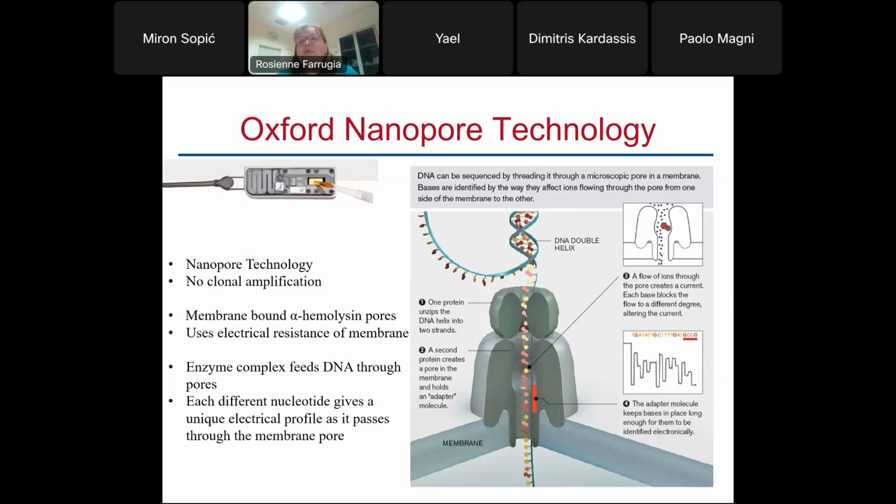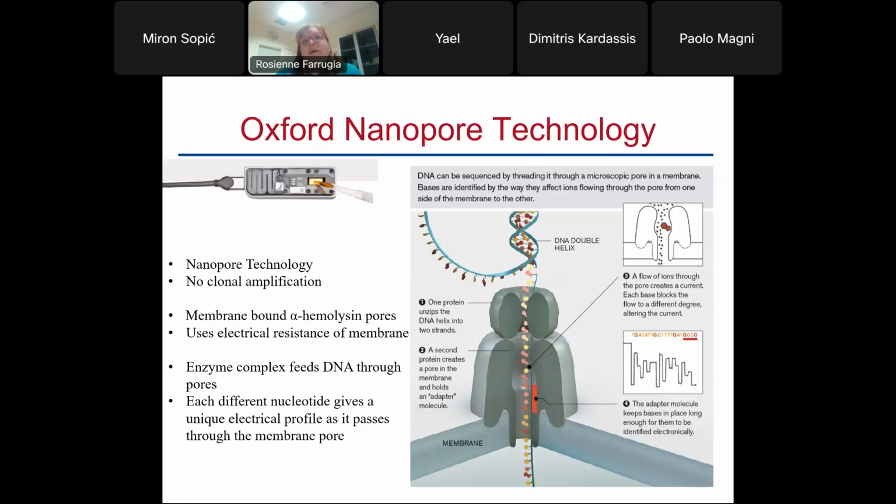So as the molecule is fed through the pore, based on how the current through the pore changes, that is interpreted as a DNA sequence. So the unique electrical profiles which are associated with each base are used to convert that electric signal or that change in signal into a DNA sequence.